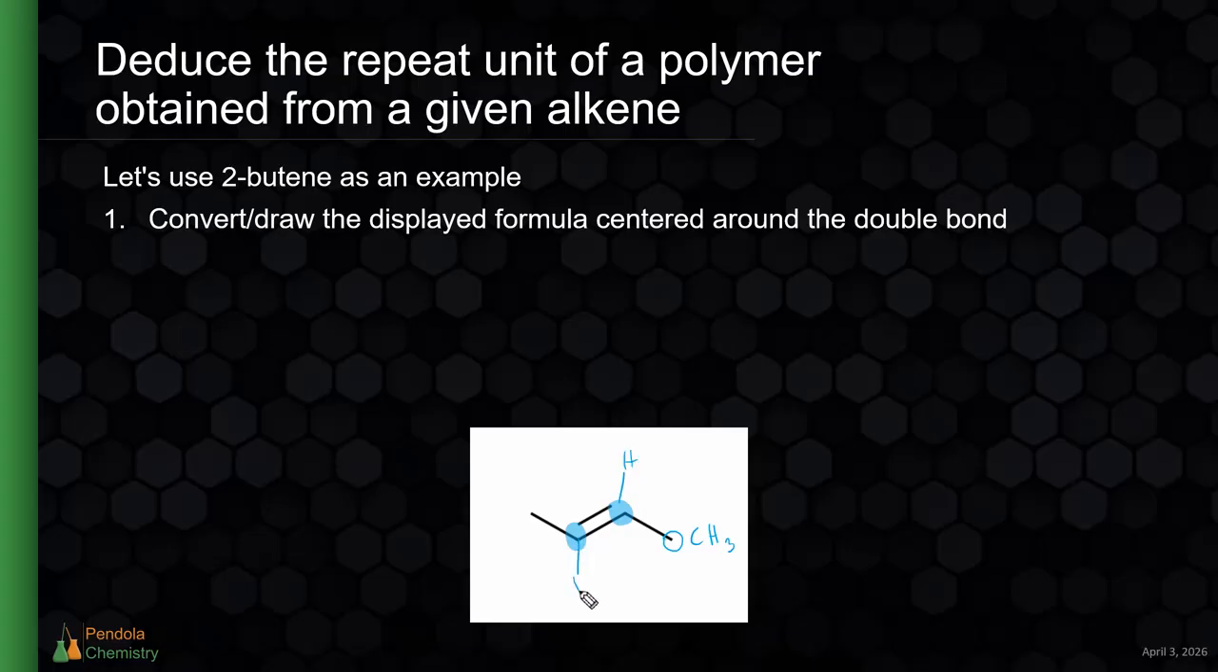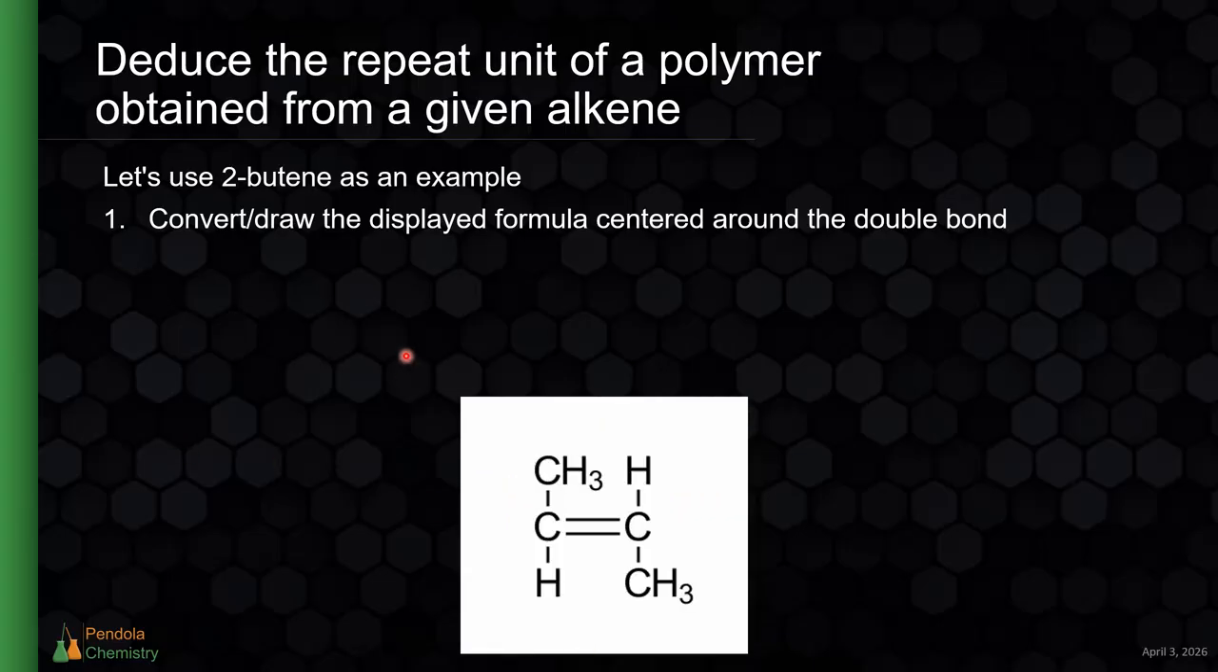And this one has a hydrogen and a CH3. So when we make this skeletal formula into a displayed formula centered around the double bond, we will put the carbons with the double bond and then put the 4 groups around them. Keep in mind, look at how this is structured. This is a trans isomer. The CH3s are on opposite ends, or the hydrogens are on opposite ends.